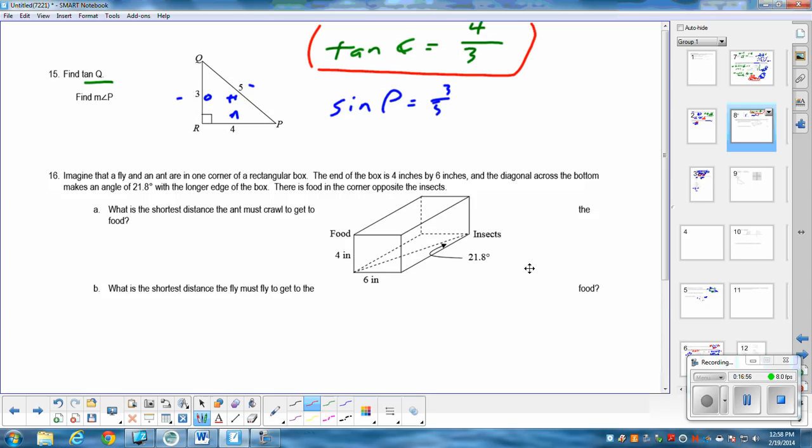To undo the sine, use the sine -1 of both sides of this equation, or the arc sine, depending on the calculator you're using. Sine -1 cancels out sine, and we're left with a measure of angle P on that side, and on the right side, my calculator tells me that the sine -1 of 3/5 equals 36.9 degrees approximately.